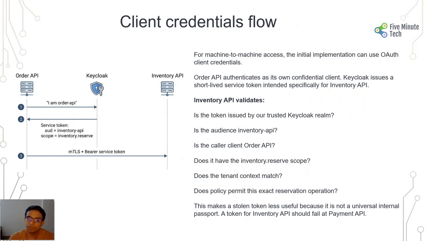Client credential flow. The order API, as we are talking about, will go to Keycloak and say, "Hey, I am order API." It will be issued a service token with the audience inventory-API and the scope inventory.reserve. Then with that, it will call the inventory API using mTLS and the bearer service token, which will identify it and return the response.